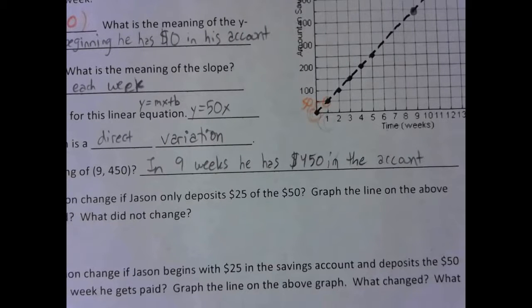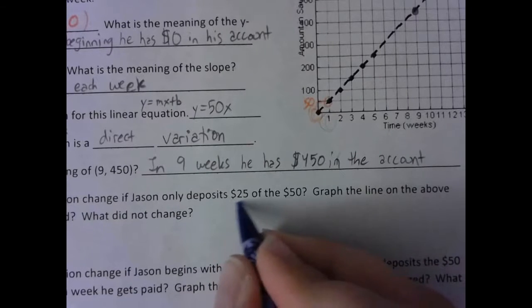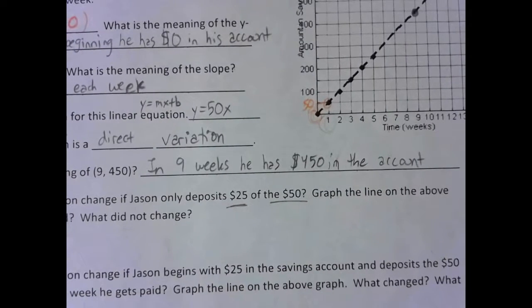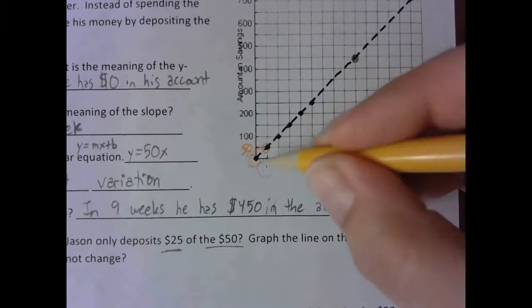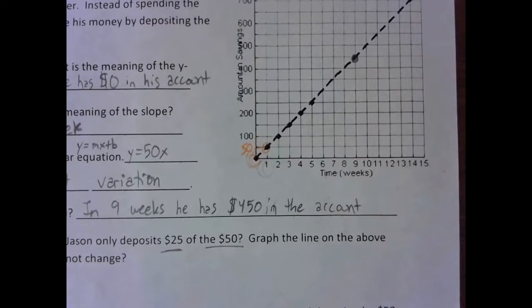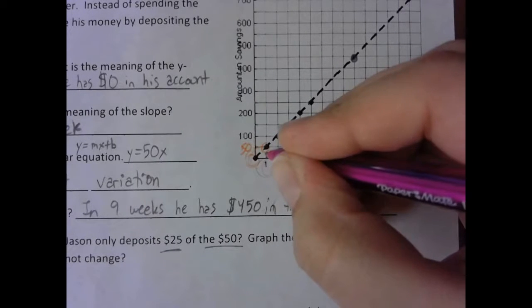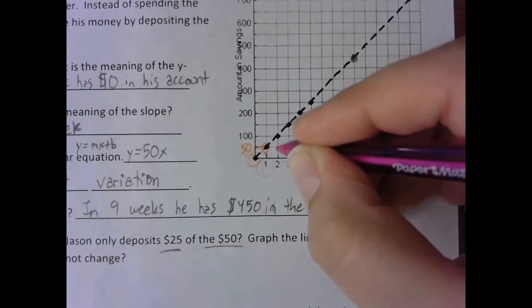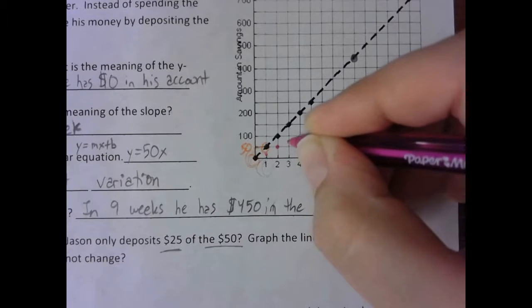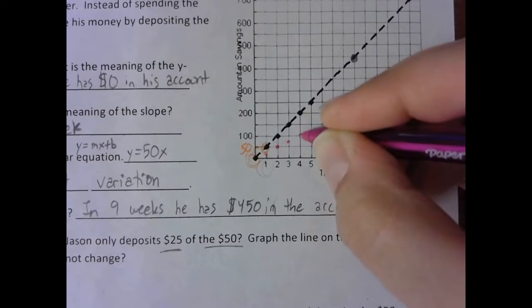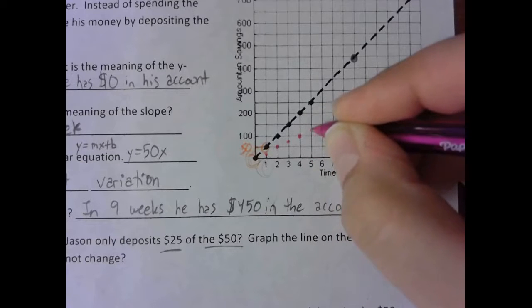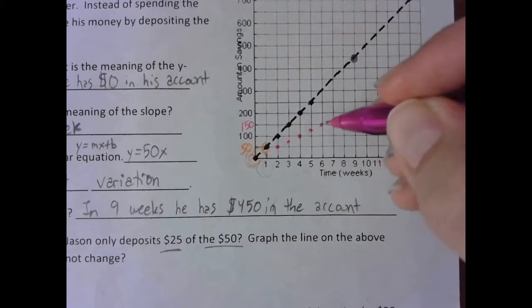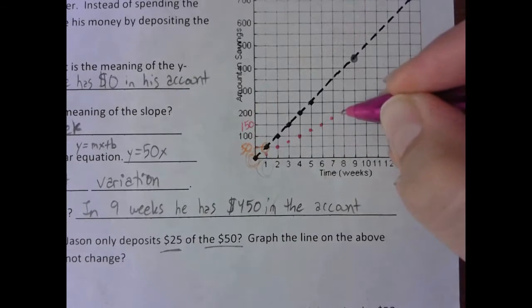How will the function change if Jason only deposits $25 of the 50? Graph the line. Okay. So that means he starts with $0. But after 1 week, he has 25 in there. Then after week 2, 25 plus 25, that's 50. Week 3, we add another 25, that'd be 75. Week 4, we add another 25, that'd give us $100. Week 5, add another $25. Week 6, add another 25, and notice this is 150 right there. Week 7, add 25. Week 8, add 25, and so on.